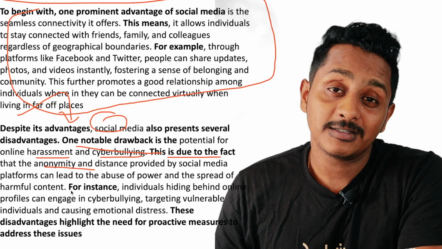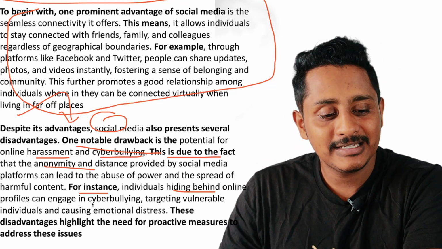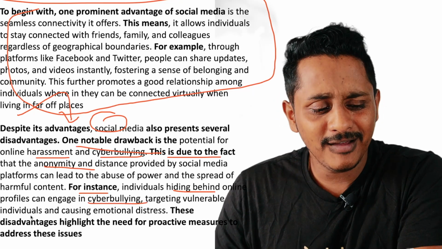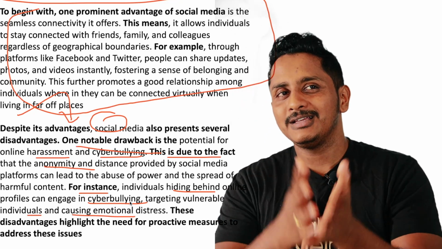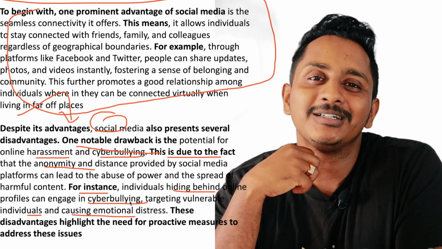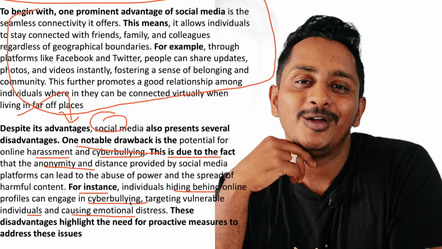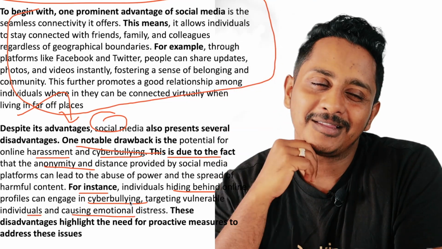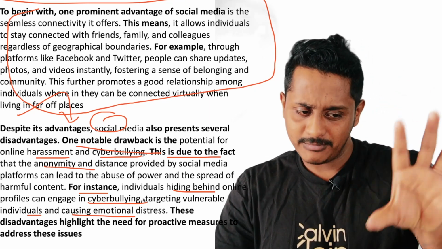So many instances, correct? For instance, individuals hiding behind online profiles can engage in cyberbullying, targeting vulnerable individuals and causing emotional distress. You can add more. These days many people's accounts get hacked and through this they steal personal data. As a result, they will be able to log into their bank accounts and hack the money, a lot of it. You can write more. I have just given a short attempt here.